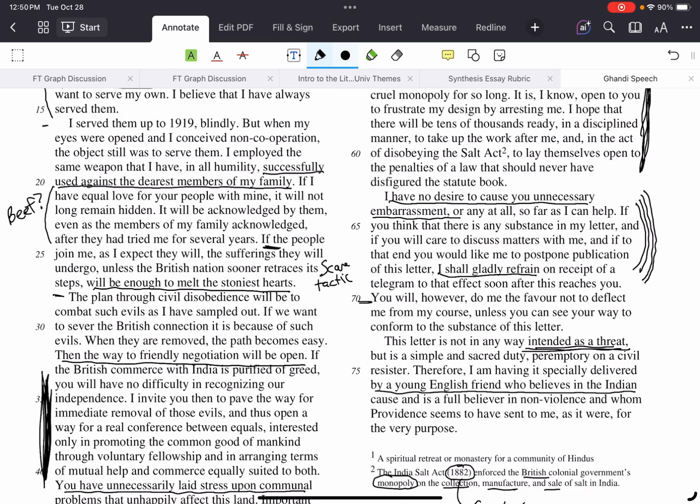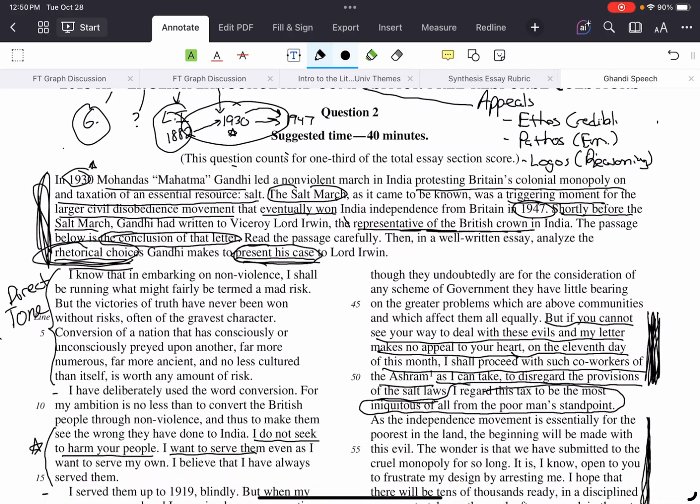He's like, look, there are some people on your side who actually believe me. And is a full believer in nonviolence, and whom Providence seems to have sent to me, as it were, for the very purpose. That's a cool way to end it, right? He's like, look, one of your own citizens is on my side, and he's the one delivering this letter to you. Okay, so that is sort of my quick analysis of the speech.